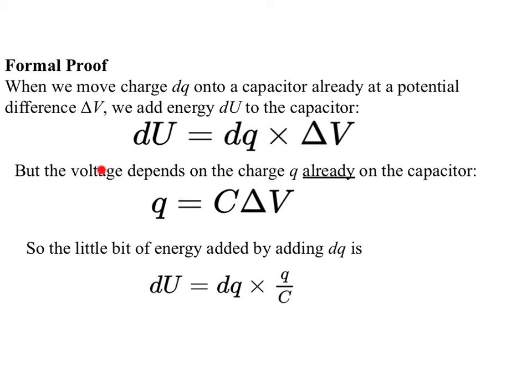But the voltage that's on the capacitor right now depends on the charge that's on the capacitor right now. That is, the charge on the capacitor is C times delta V. So I might turn this around and say the delta V that you see is the current charge over the capacitance. So a little bit of energy added by adding this dq is going to be dU, and it's going to be equal to the small charge dq times the current charge q over C.